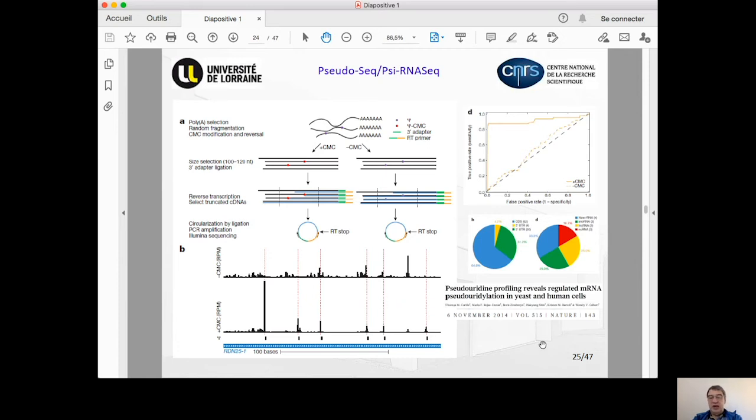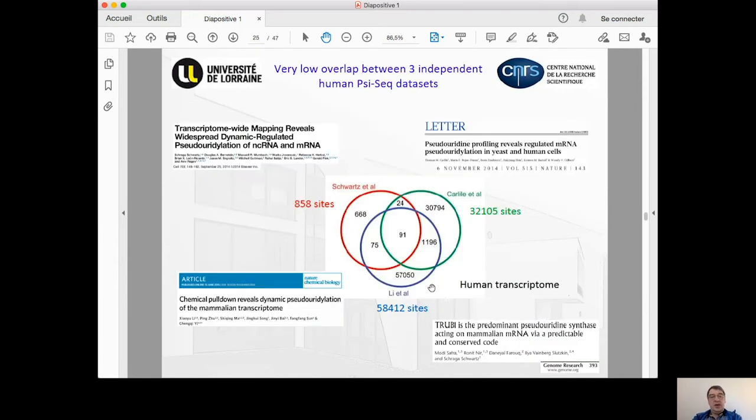This was applied for high throughput mapping of pseudouridylation in yeast and human cells. So in three publications appearing the same year, very different numbers of sites were reported.